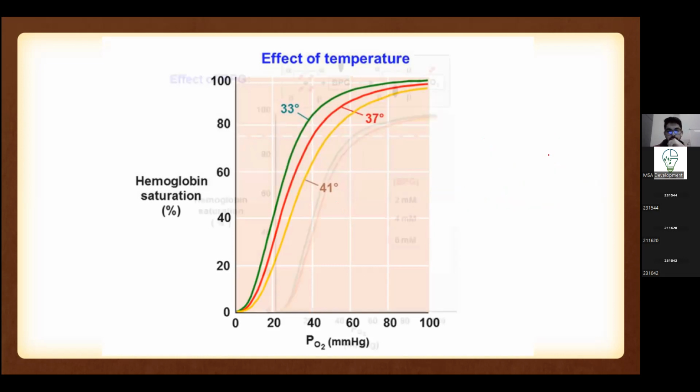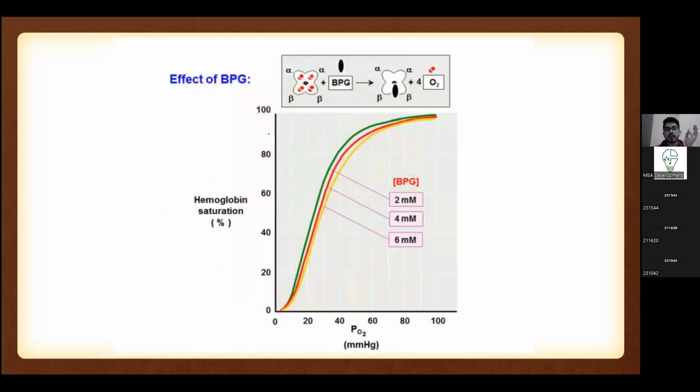Okay, the fourth factor is the BPG, or bisphosphoglycerate, also called diphosphoglycerate. Okay, this BPG, when it increases, is going to cause a shift to the right and a decrease in affinity, and when it decreases, it's going to cause a shift to the left or an increase in affinity. When does that happen?